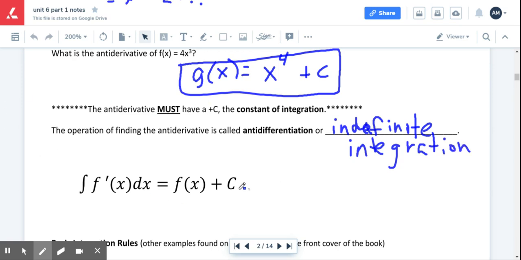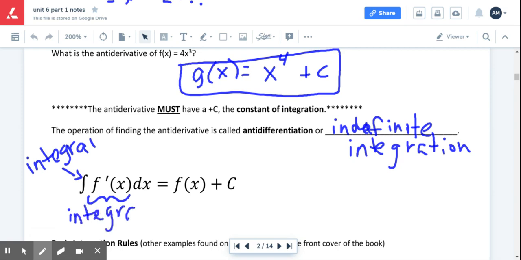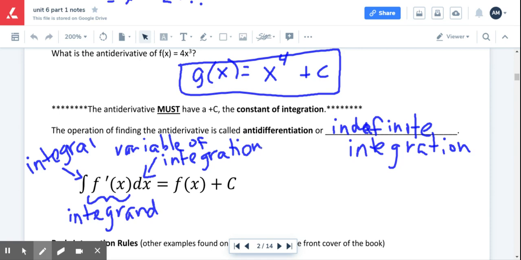All right, so right here, we're just going to make note of some symbols and terms that we'll be using. So this symbol that looks like an S will become your best friend. That is called an integral. So that tells us that we should be integrating. The function that you are integrating is called an integrand. The dx is called the variable of integration. And again, the plus c, we already said what that is. That's the constant of integration.